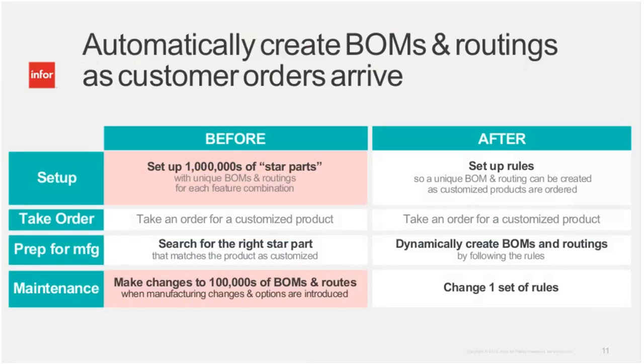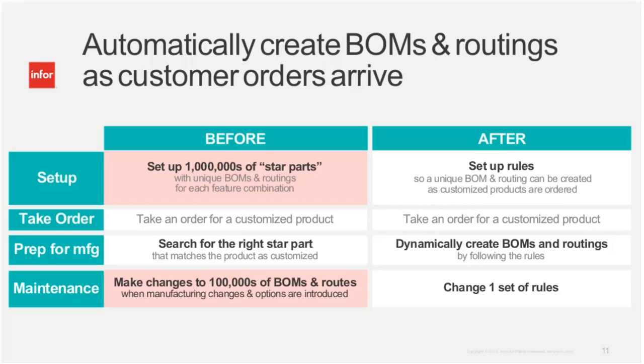Let's take a look at how a lot of manufacturers, perhaps even the majority of them, create bills of materials and routings. First, they go through an effort to pre-set up thousands or even millions of what are usually called star parts. When an order is taken for a customized product, the system will generally search through the catalog of parts to find one with an exact match of all the attributes of the product that has been ordered, and then it will retrieve the corresponding bill of material. There are three problems with this approach.